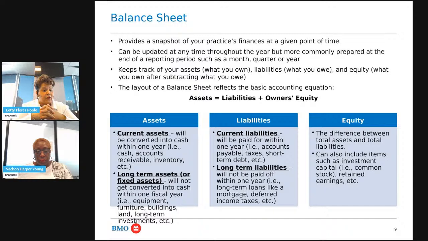Remember, assets is what you own, right? So accounts receivable is money that you should be receiving. Inventory. So when you think of current assets, it's cash that you have within the year. It's accounts receivable and your inventory, because your inventory eventually is going to turn into monies received.